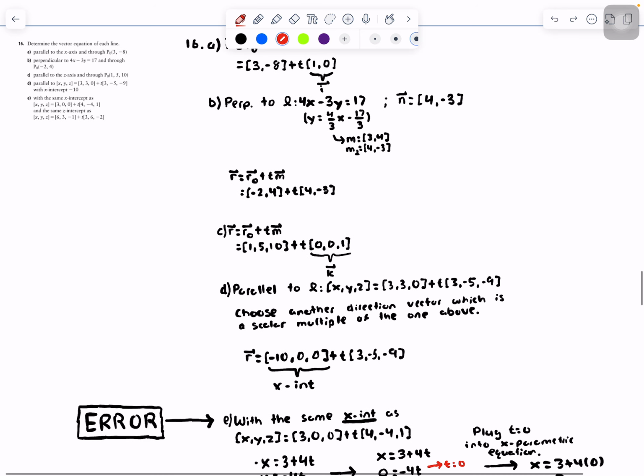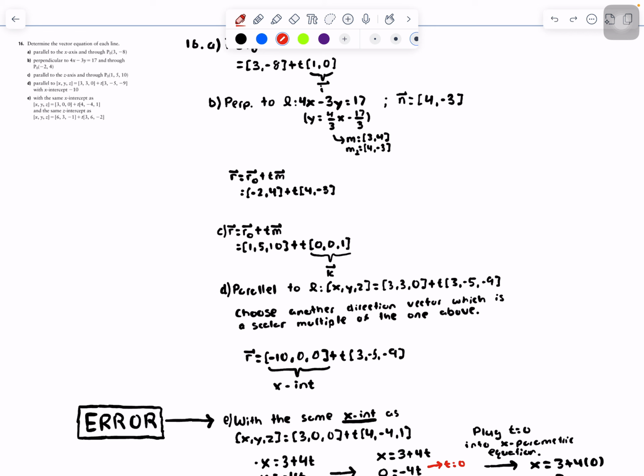Perfect. Part D. Parallel to x, y, z equals 3, 3, 0 plus t times 3, negative 5, negative 9 with x-intercept negative 10. So I need to find a direction vector and a point. The direction vector is going to be parallel to this line, so I can choose any scalar multiple of this direction vector in particular. I just chose it to be the same one.